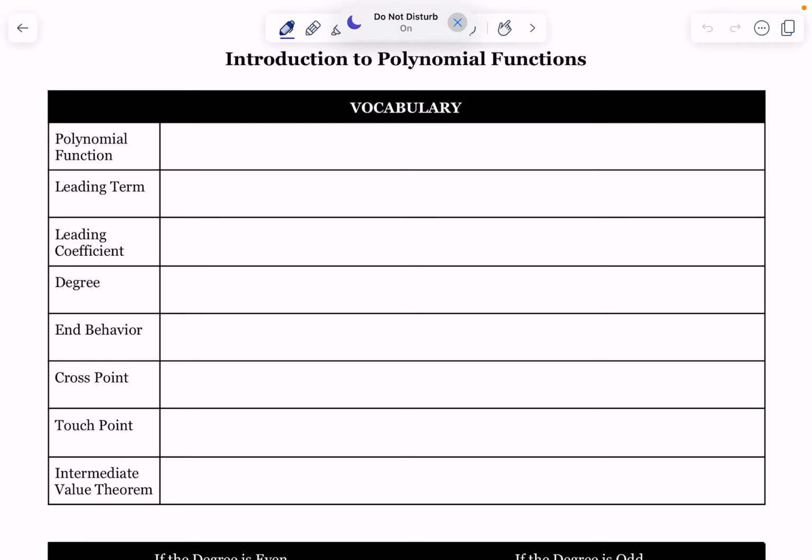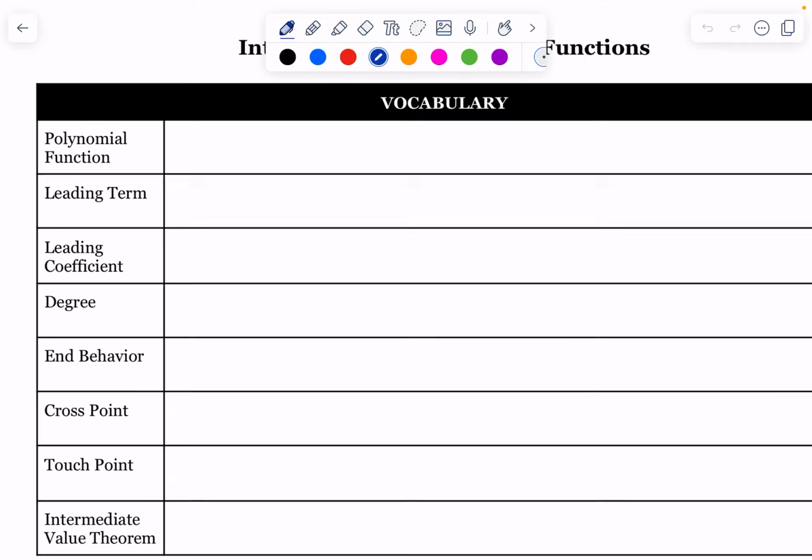This video is over section 7.2, Introduction to Polynomial Functions. There's quite a few vocabulary words that we need to understand before we can work any of the problems. And so the first thing we need to define is a polynomial function. I'm going to write very, very tiny, so hopefully I can fit it all into this box.